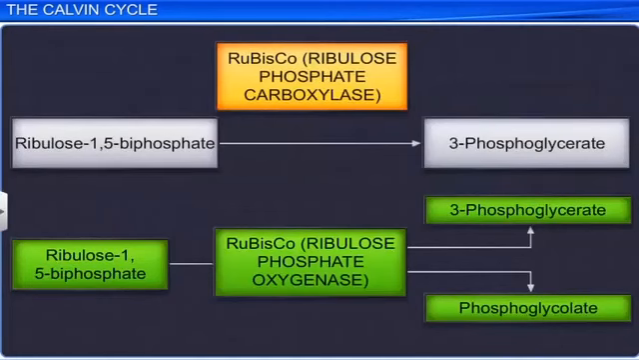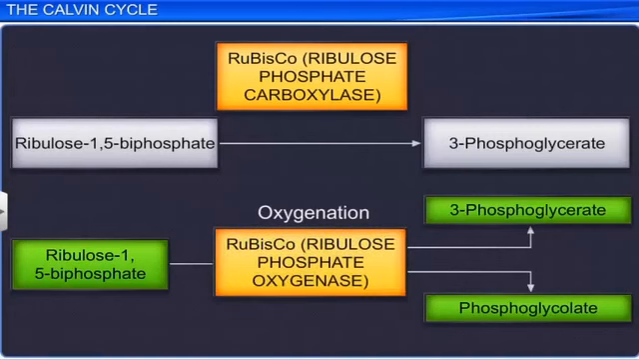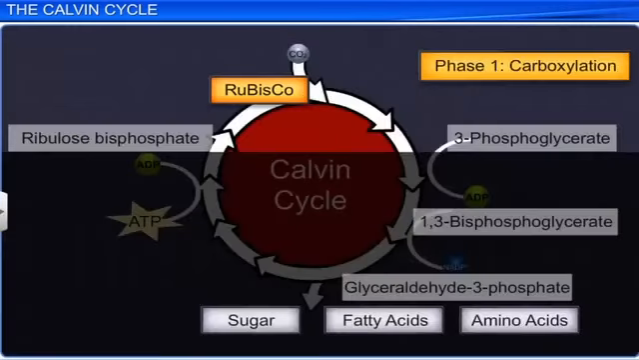Ribulose bisphosphate carboxylase also exhibits oxygenation activity. Hence, it is called ribulose bisphosphate carboxylase oxygenase, or simply Rubisco. This phase is called carboxylation because a carbon dioxide molecule is added.